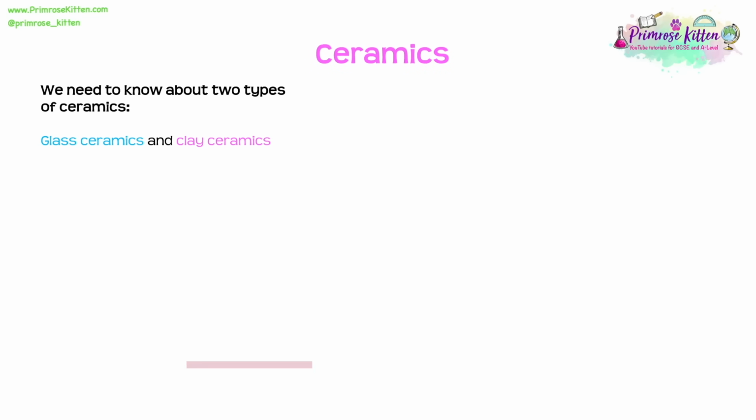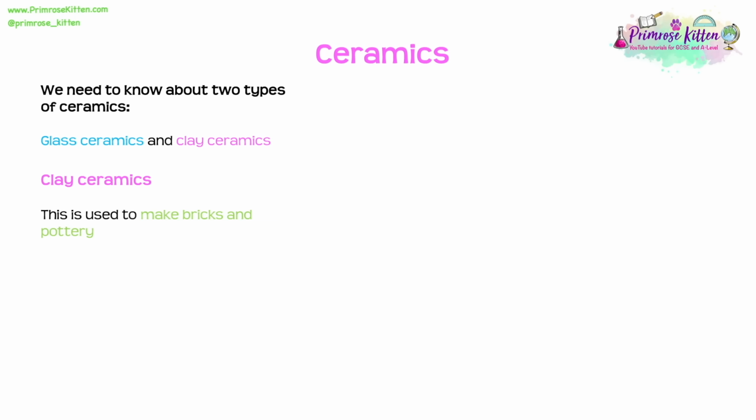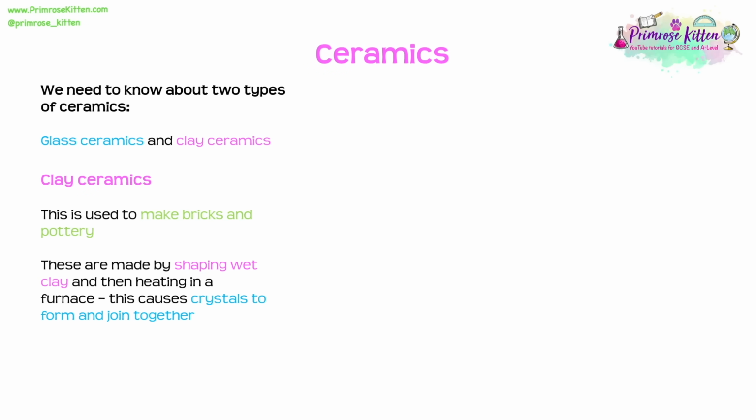We need to know about 2 types of ceramics, glass ceramics and clay ceramics. Clay ceramics are used to make bricks and pottery. These are made by shaping wet clay and then heating it in a furnace. This causes crystals to form and join together. Now clay ceramics are brittle, hard and resistant to corrosion.